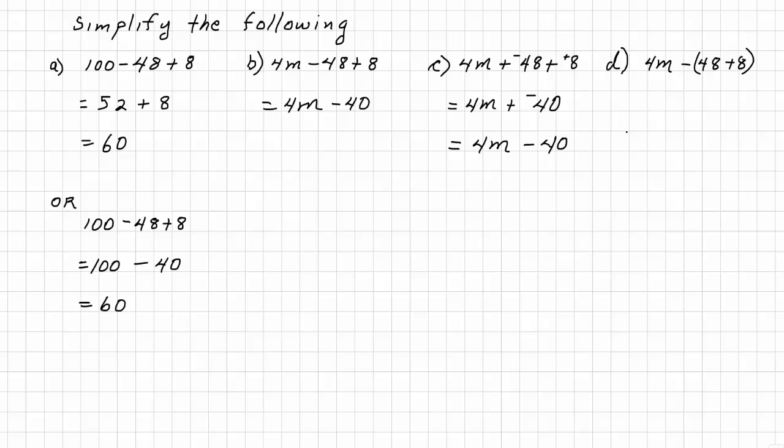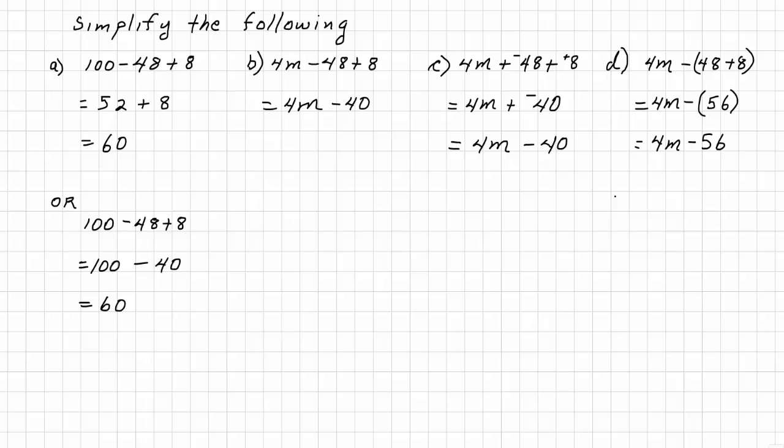In example D, I want to show you the difference if the 48 plus 8 are in brackets. The order of operations tells you that you have to add the 48 plus 8, so you get 56 in the bracket, and the negative stays outside. So you end up with 4m minus 56 in brackets, which is 4m minus 56.